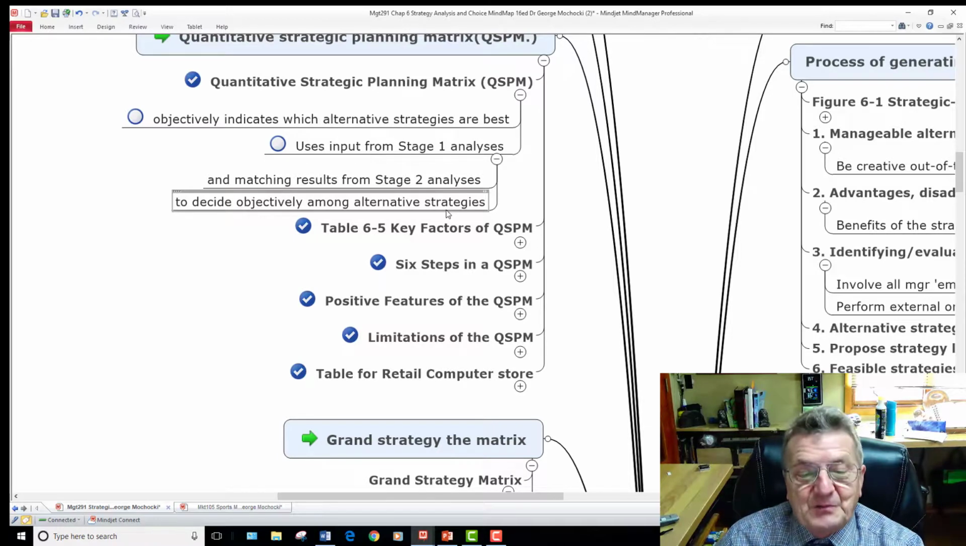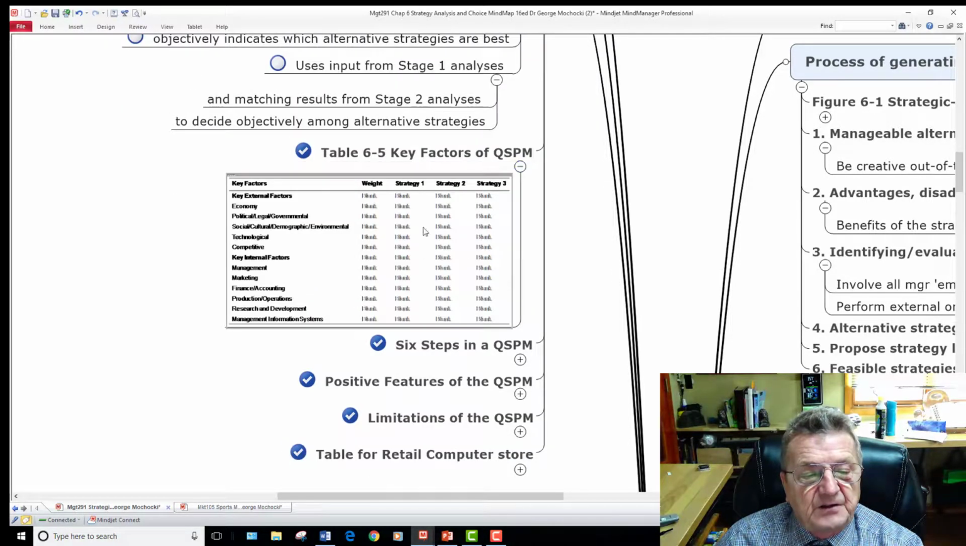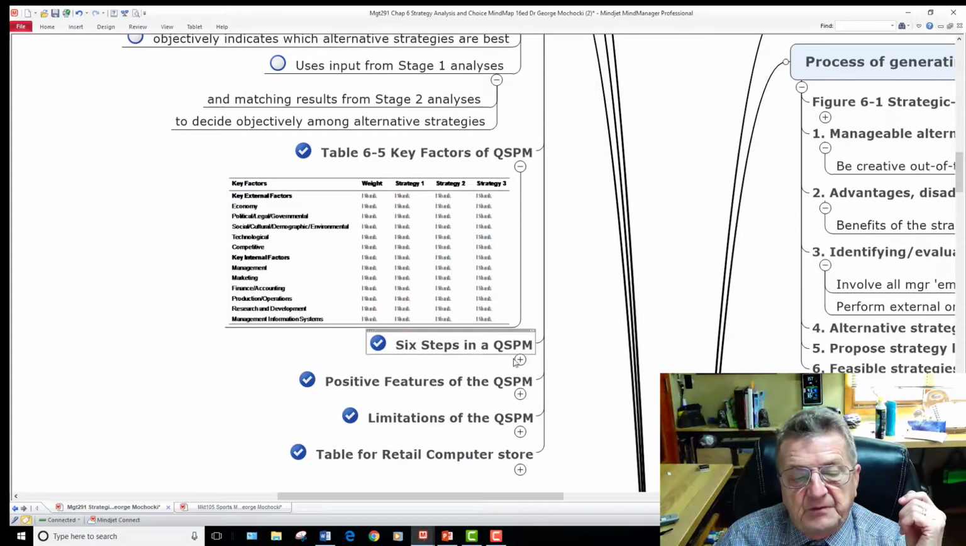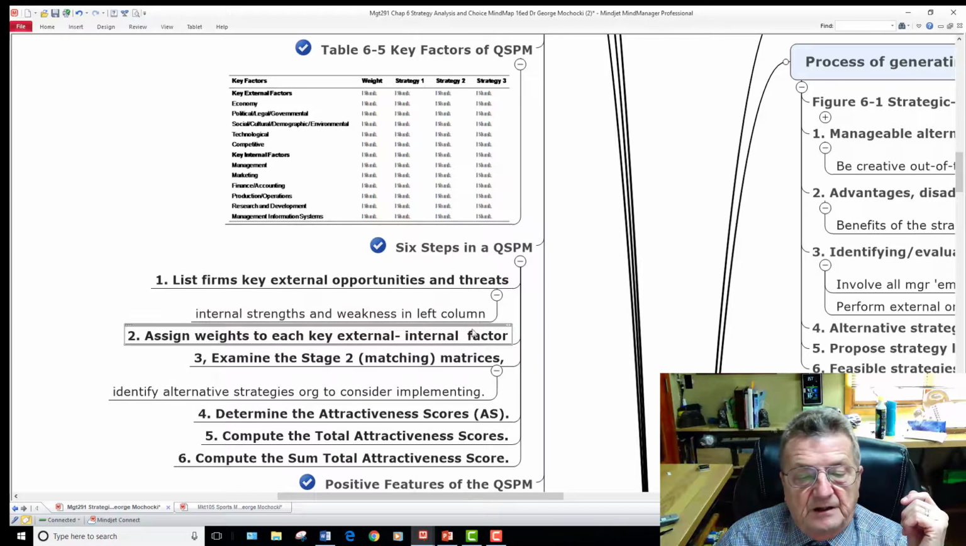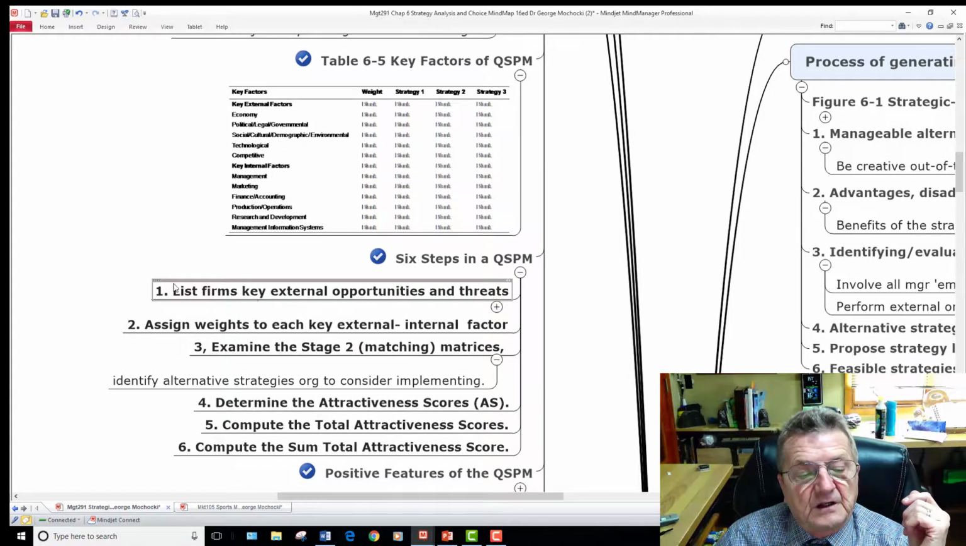So, Dr. George, you have to look at the matrix. So I have a key factors table. These are the key factors: economy, competitive, right? So you got this, and you're doing a weight. Which one is more important? So I know which one I should focus on right away. And the 6 steps.